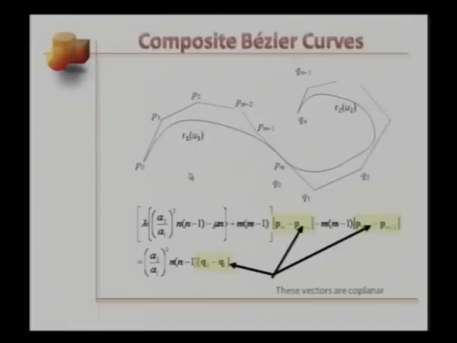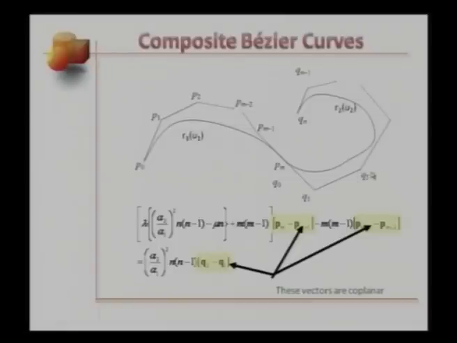As a designer, if you had chosen these points at will, Q0 is constrained to be the same as Pm for C0 continuity. That is the first design choice that you would lose. Q1 is constrained to lie along this line here. That is a partial design choice that you lose. You are still free to choose Q1 along this line though.